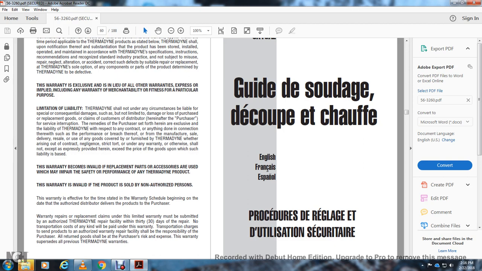The warranty becomes invalid with replacement of parts and accessories which impair the safety and performance of the Thermodyne product. The warranty is invalid if the product is sold by a non-authorized person. The warranty is effective from the day of authorized delivery of the product to the purchaser. Warranty repairs and replacement claims under this limited warranty must be submitted to an authorized Thermodyne repair facility within 30 days of the repair. No transportation of any kind will be paid under the warranty, and the purchaser shall be responsible for the transportation charges, risk, and expense of all returned goods. This warranty supersedes all previous Thermodyne warranties.